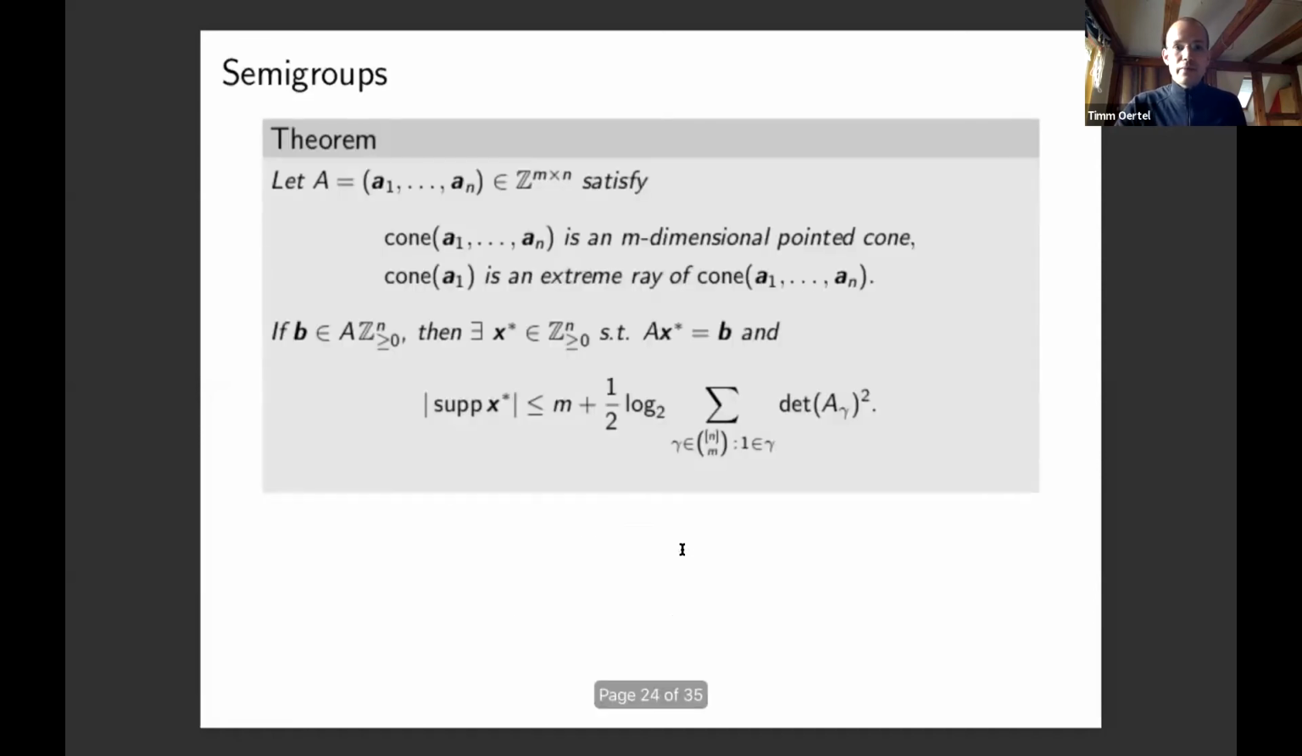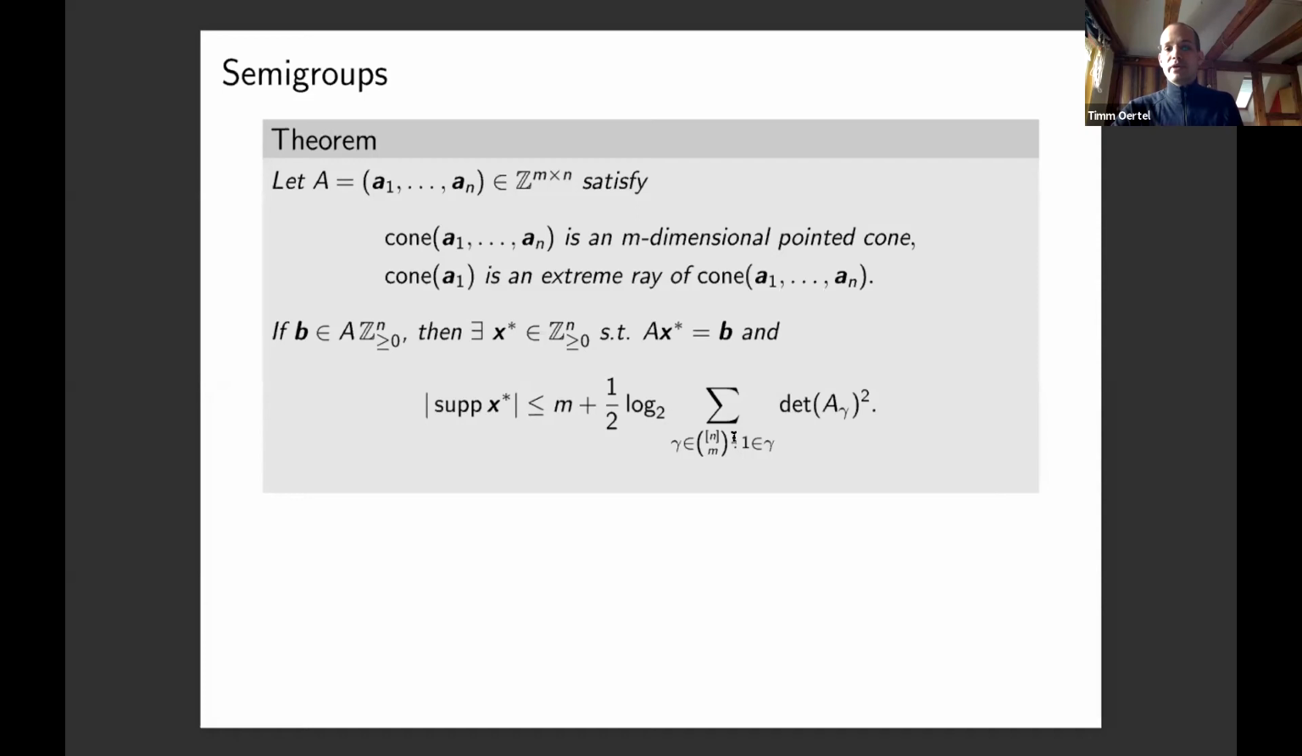And what we can show is that if we have again our matrix A and we assume that the cone spanned by the columns of A is a pointed cone, and if we assume that A1 is an extreme ray of this cone, then we can always find a solution where the support is at most m plus, again, this Cauchy-Binet expression.